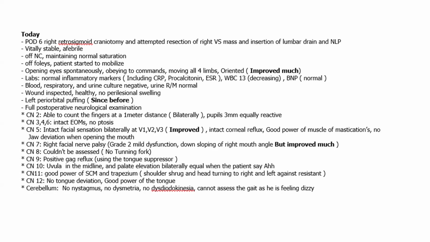And then the Glasgow Coma Score: for example, opening eyes spontaneously, opening to commands, moving all four limbs, oriented. And I will mention, for example, improvement, comparing my assessment today with the previous one. Maybe I saw him yesterday confused, but today he is fully conscious, alert, oriented, so I will mention that. I will mention the labs as well. This patient, I remember, had a high grade fever and I sent for a full septic workup, that's why I mentioned here normal inflammatory markers: CRP, procalcitonin, ESR, WBC.